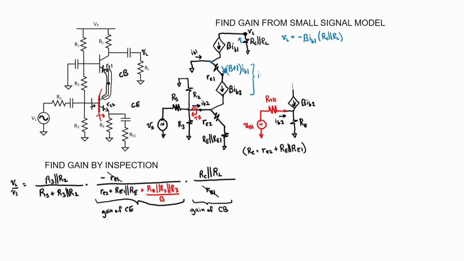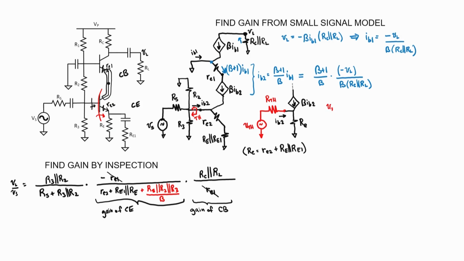I can conclude here that IB2 is beta plus 1 over beta times IB1. From my voltage equation up here, I can solve for IB1. It's going to be minus my load voltage divided by beta times the resistors. Therefore, IB2 is beta plus 1 over beta, and now I can substitute in for IB1.